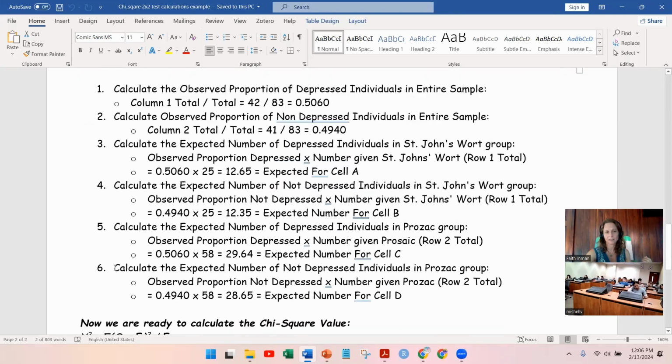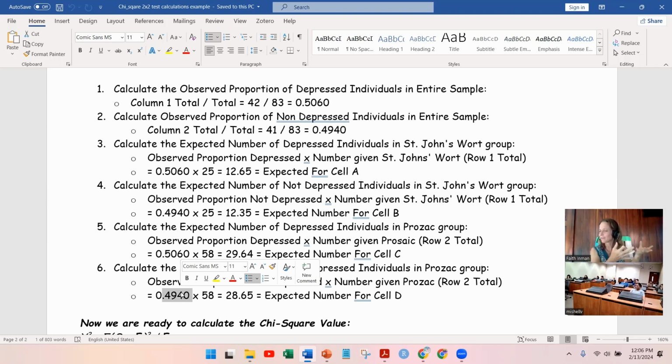Then you just multiply expected number of not depressed individuals in the Prozac group, which is your observed proportion not depressed group, 0.49. It's really interesting that like half the people are depressed. Is that normal? Or is this a sample of people who were depressed to begin with, right? And that's half of them got better, more or less. And then you multiply that by the number who are given Prozac, again, 58.